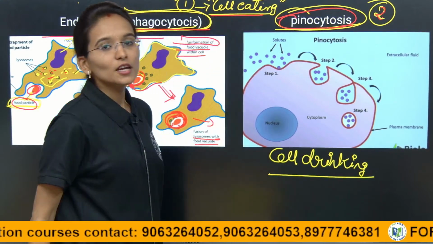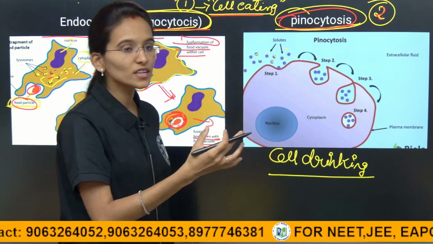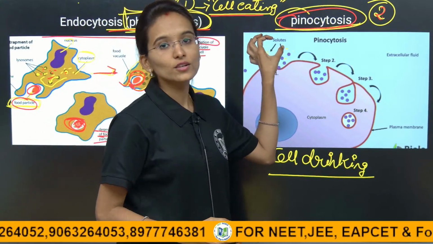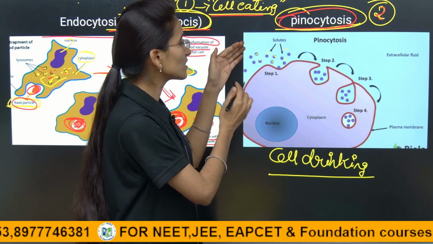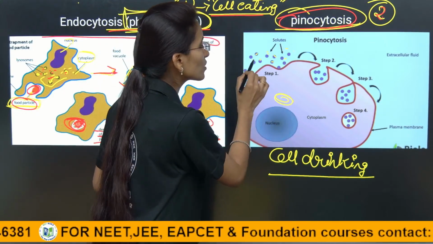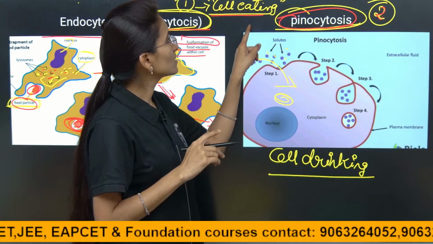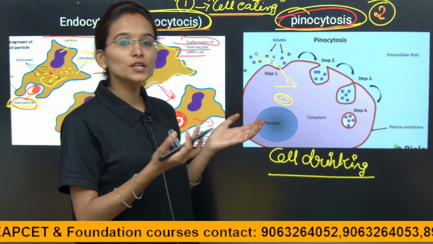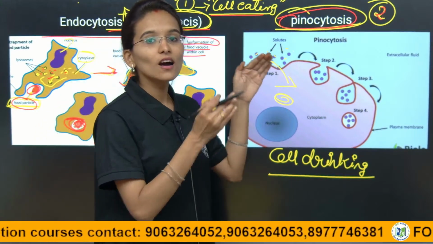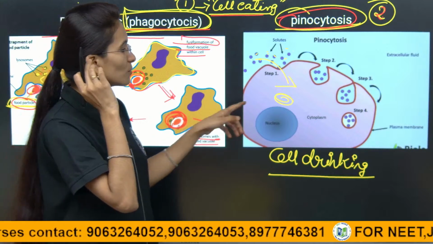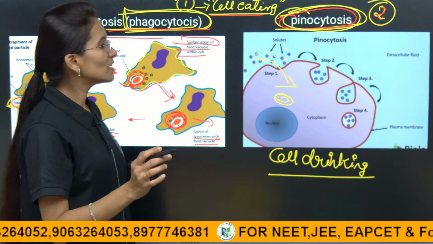Okay, the cell drinking process. In the extracellular fluid, whatever solutes and solvent molecules are present outside the cell, if they want to be transported from outer to inner, this process is called the cell eating process, where it takes all the fluid, solutes and solvents from the outer cell environment to the inner cell environment. Now let us study pinocytosis, which is also called the cell drinking process.